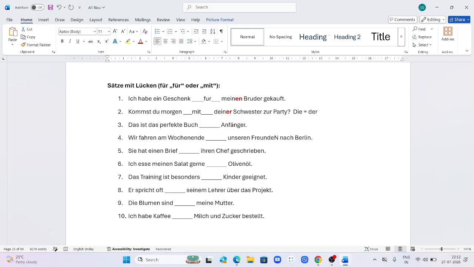Sixth one, I am eating my salad gerne mit Olivenöl. I like to eat my salad with olive oil. Das Training ist besonders für Kinder geeignet. Geeignet means suitable. For. The training is especially for the children suitable. Very good. The training is suitable for the children.